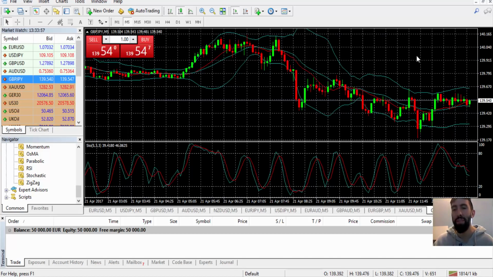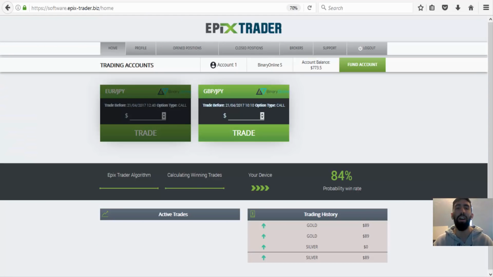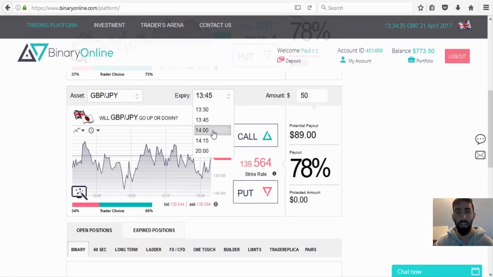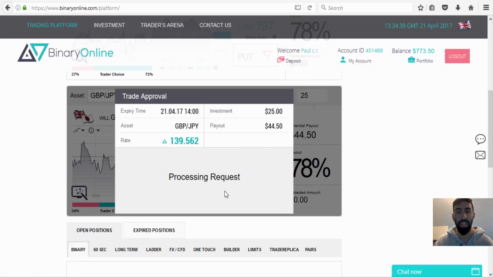So in anticipation of the reversal trend, you want to try to target 15 to 30 minute expirations. So for the GBP JPY, it is currently 13:34 GMT, so I'm going to place a 30-minute trade if possible. So we're going to have this close at 1400 and enter a call trade.